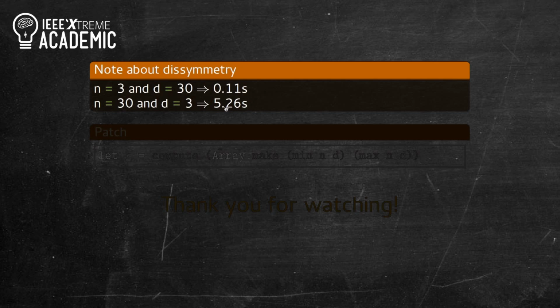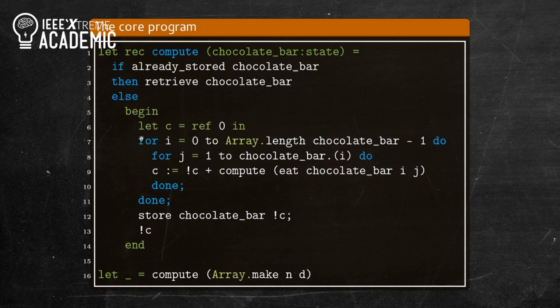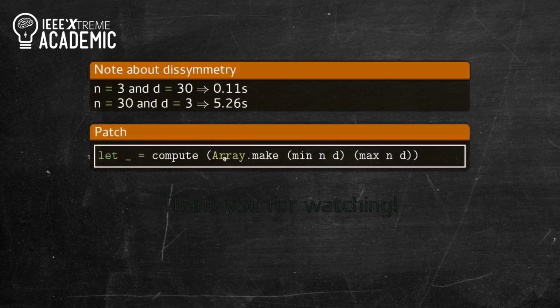And the reason for that is here, because here I have a for loop that iterates over the number of lines. So I better have a small number of lines in order for the algorithm to be fast. Well, so basically what I have to do is just change the call of my program in order to make sure that the first argument is a smaller one and the second argument is a larger one. And basically that's all.